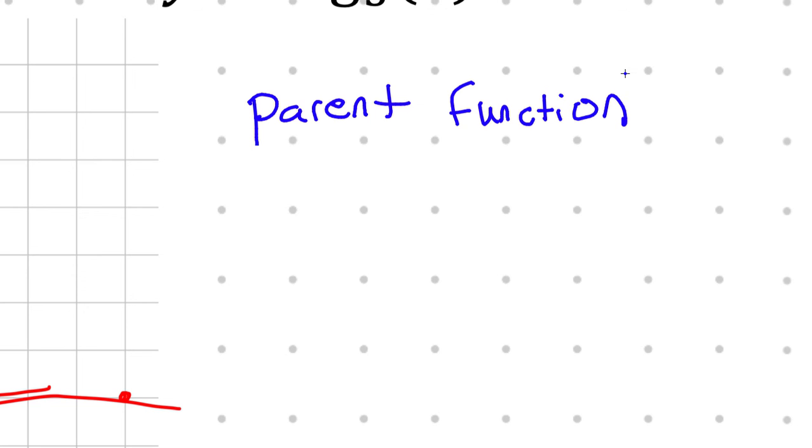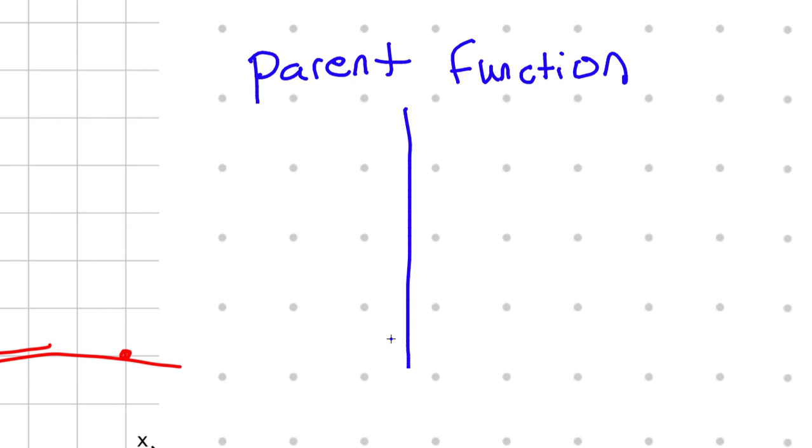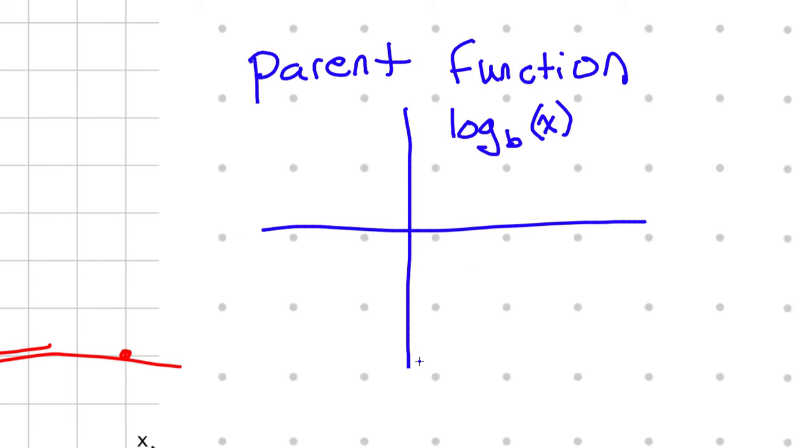A parent function is a function that says, hey, all of my offspring from the parent are going to generally follow the same form, which looks like this. Your parent function of log base b of x will look like this, where it gets really, really close to that y-axis, but then comes out through here and goes out like that. So know that it never crosses to the left-hand side. It never goes into quadrant 2 nor quadrant 3.